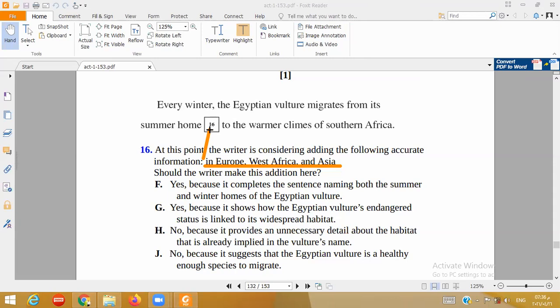Do you agree or disagree? Agree or disagree? Hello? Agree. Yes. Why do you agree? Because it completes the sentence, or because it shows the Egyptian vulture's endangered status is linked to its widespread habitat. F or G?